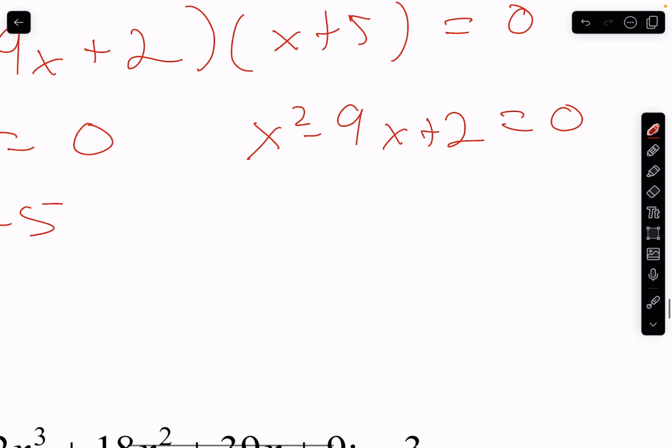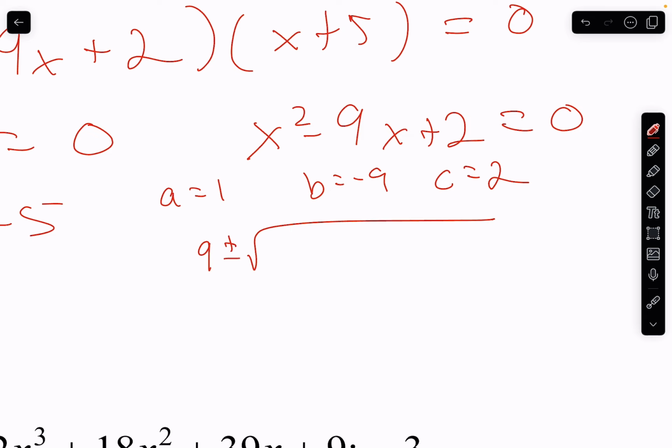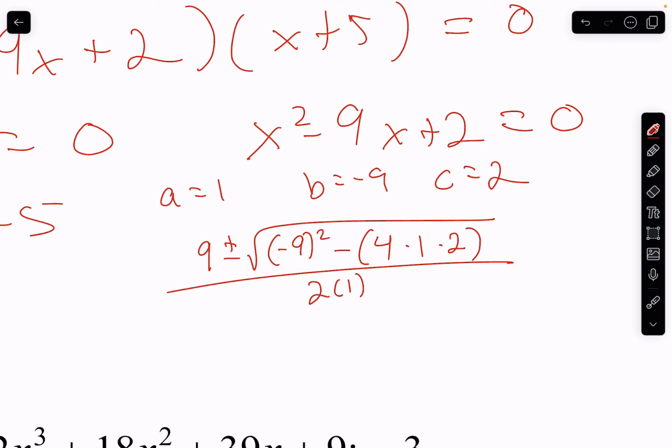So we can look, all right, well, our a value is 1, our b value is -9, and our c value is 2. So we're going to go plug that into the quadratic formula. It's opposite of b, so we get 9, plus or minus the square root of b squared. So we get 9 squared. Remember to use parentheses whenever you plug in a negative. Minus 4 times a times c, all over 2 times a.